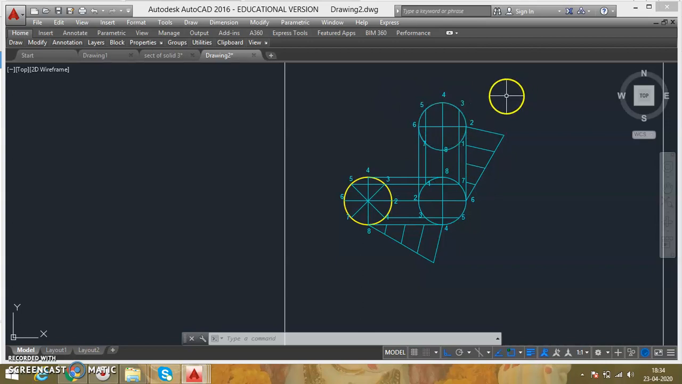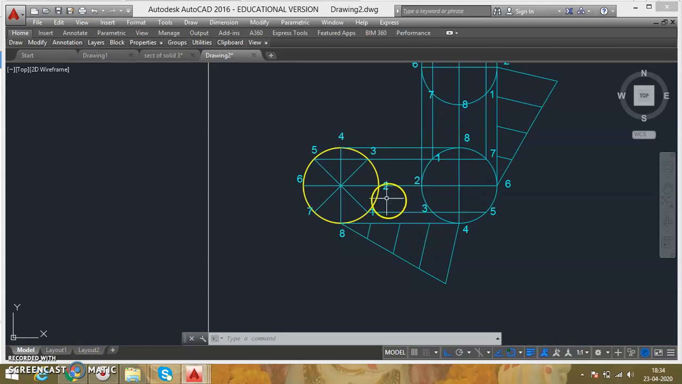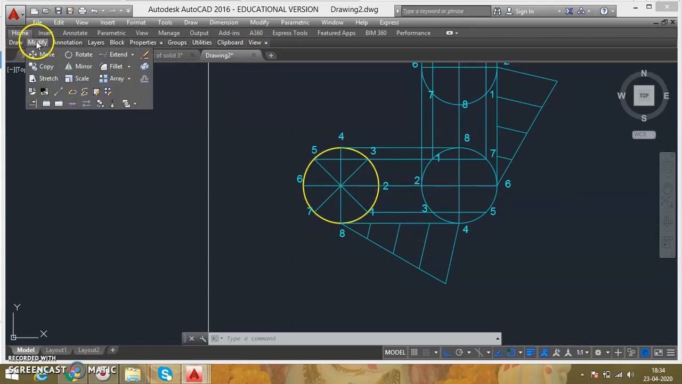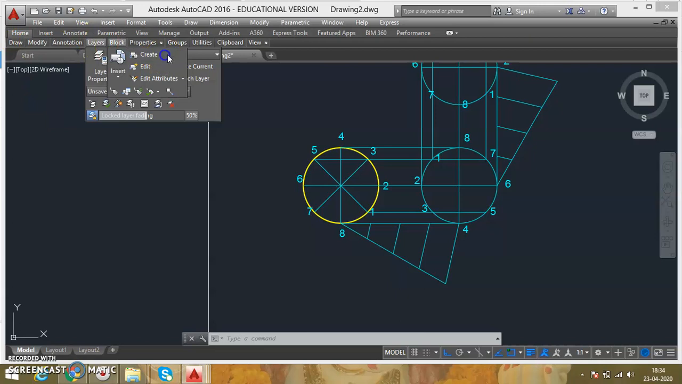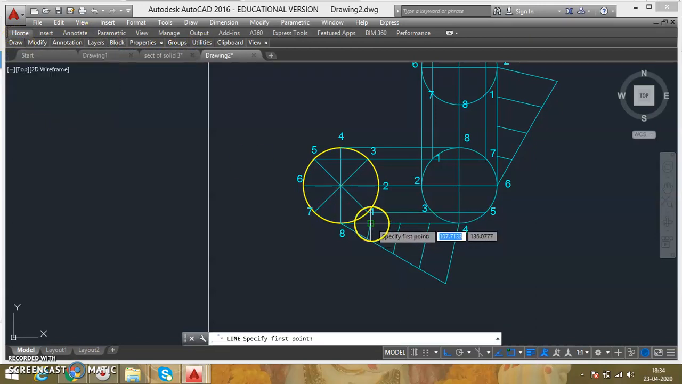So after that, what I can do is, whatever the divisions you have made here, for that I can locate the centers on the center line. So to do that, I can take a center line command. From here, I'll just get this point here.